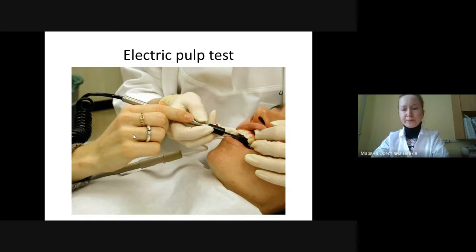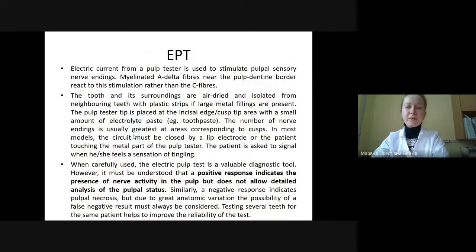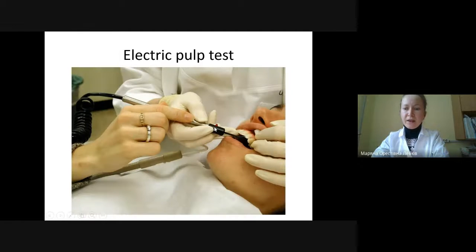Electric pulp test. Electric current from a pulp tester is used to stimulate pulpal sensory nerve endings. The tooth and its surroundings are air-dried and isolated from neighboring teeth with plastic strips. Then the tip of the instrument is placed directly on the incisal edge, or on the cusp if it is a molar, and the button for working mode is pressed. The patient is informed to indicate when he or she feels a pain sensitivity, and then the tip of the instrument should be withdrawn.